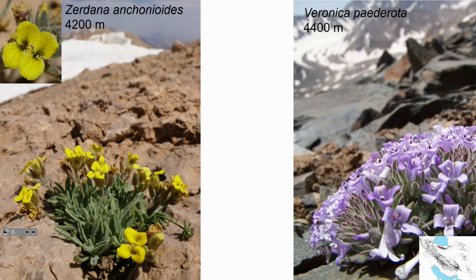A few local endemics, Veronica paederota, a very special Veronica. In the picture you cannot easily determine it is a Veronica. And this endemic genus, Zerdana anconioides, in the Zagros Mountains.